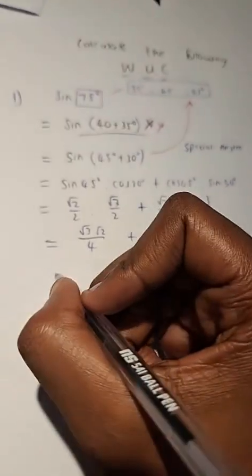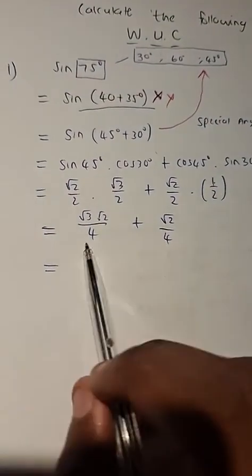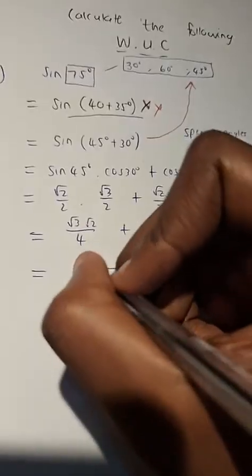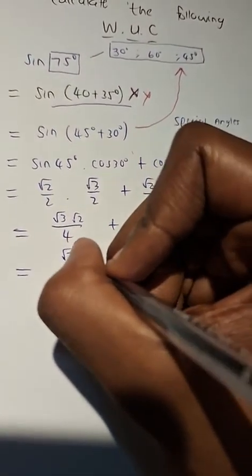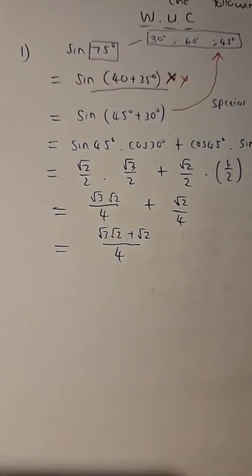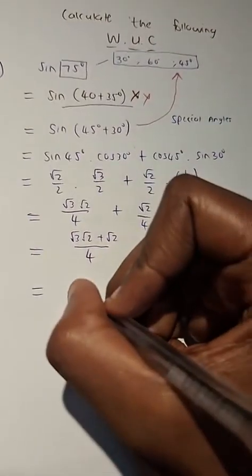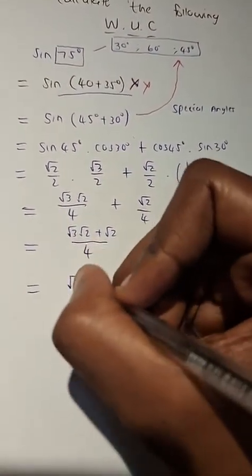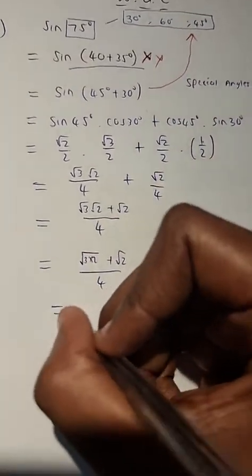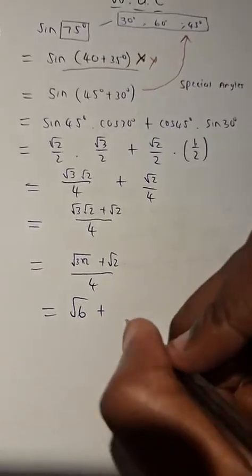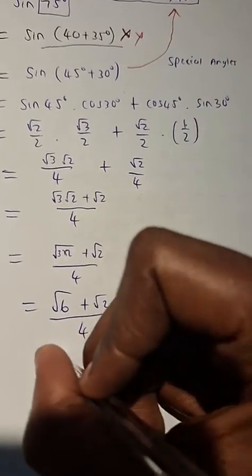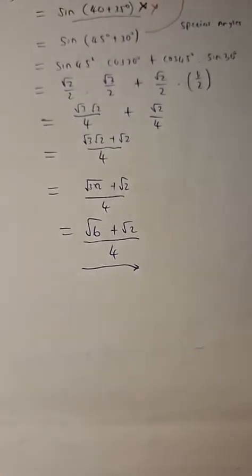Then these are like terms, and the denominators are already the same. So we keep the denominator and add the numerators. So we have root 3 root 2 plus root 2. For those who may be simplifying, that means root 3 times 2, so root 6, plus root 2 over 4. So that would give us root 6 plus root 2 over 4, and we leave that answer in that form.